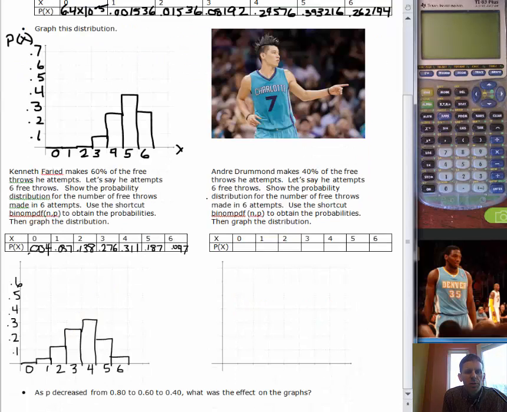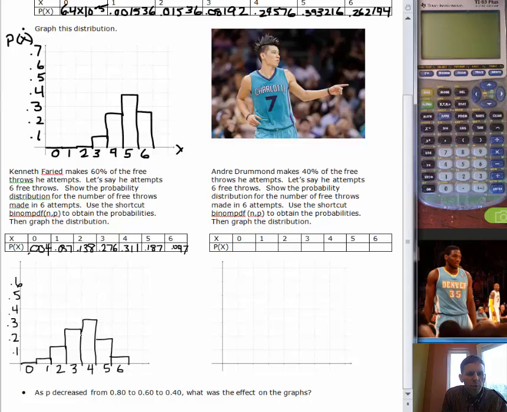For the second example, here's NBA basketball player Kenneth Faried, who plays for the Denver Nuggets. You'll notice that for his probability distribution, for 0 free throws, it's 0.004. That's barely going to register on our histogram. But then the probability that he makes 1 free throw is about 0.037. Probability he makes 2 free throws is 0.138.